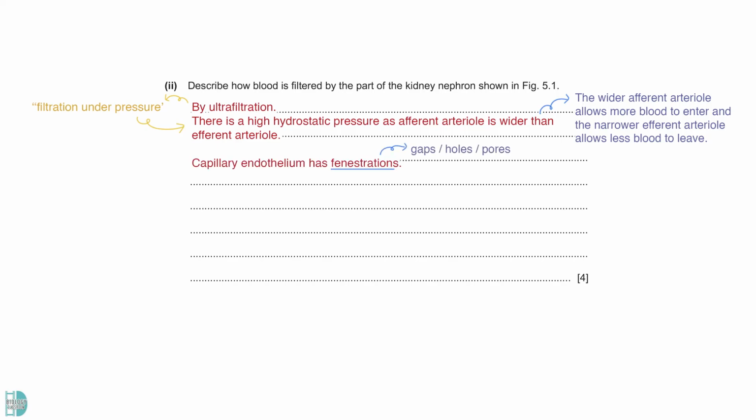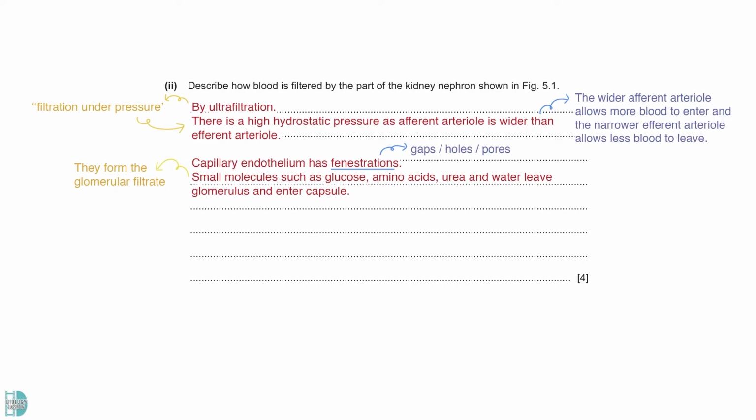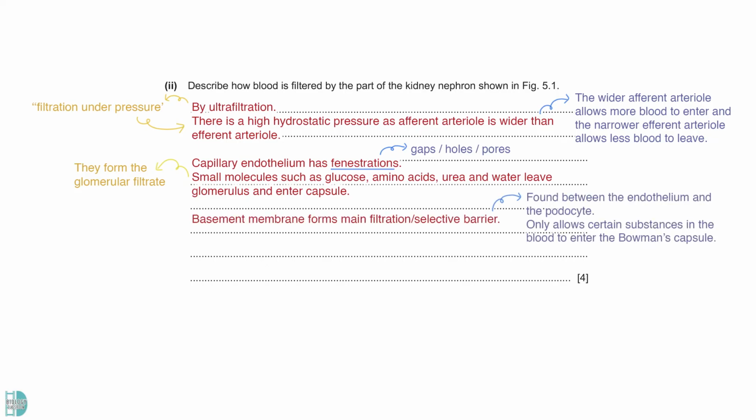The capillary endothelium has fenestrations. You can also call these gaps, holes, or pores. The fenestrations only allow small molecules such as ions, glucose, amino acids, and urea to leave the blood easily. They can easily escape the glomerulus, enter the capsular space, and form the filtrate. However, there is a physical barrier between the endothelium and the podocyte of the Bowman's capsule. It is the basement membrane. It forms the main filtration barrier so that not everything in the blood can enter the capsular space. Anything larger than a relative molecular mass of 68,000 to 70,000 is not passing through this barrier.